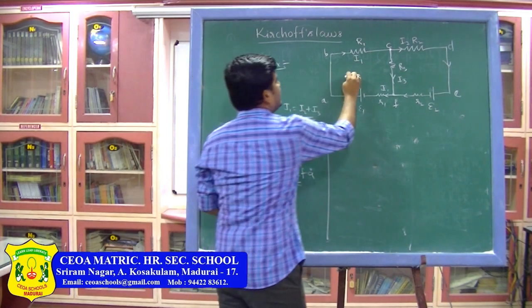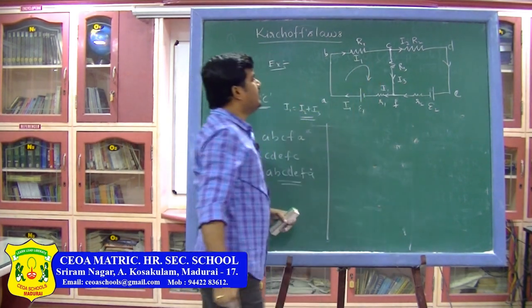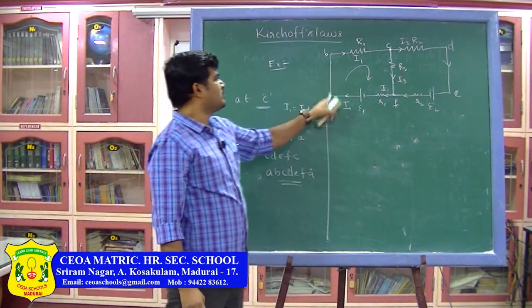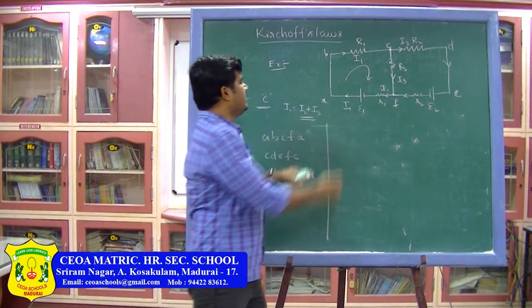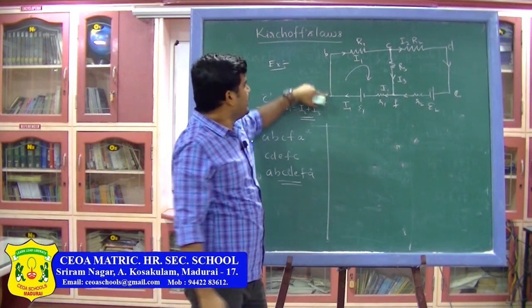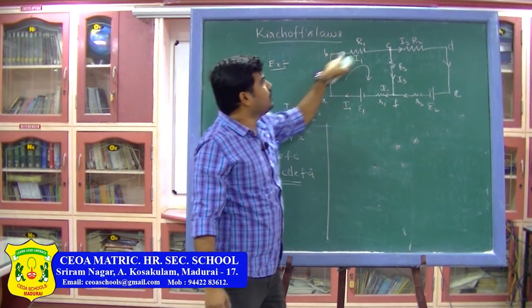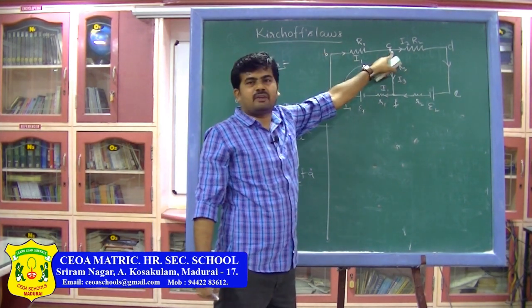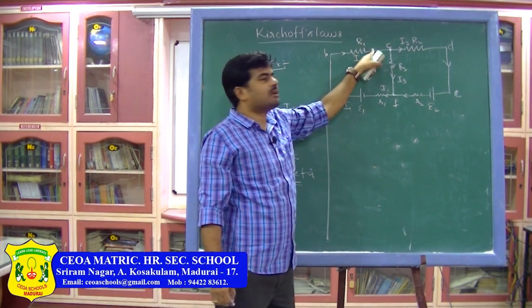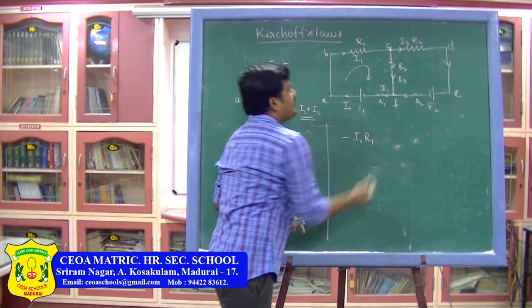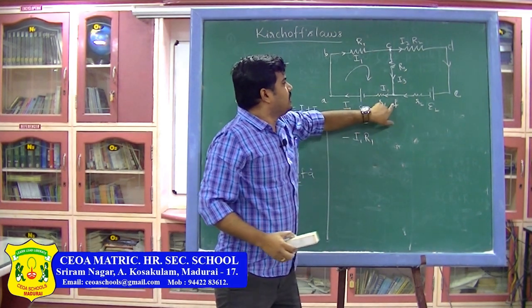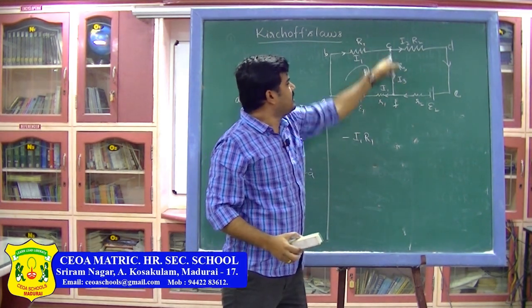Now, let us take this loop. A, B, C, F, A, that is the first loop I selected. I am selecting the clockwise direction. Start with A. From A to B there is no resistor. Now, from B to C we are moving in the direction of current, so this potential drop across R1 is taken as negative. So, minus I1 R1.